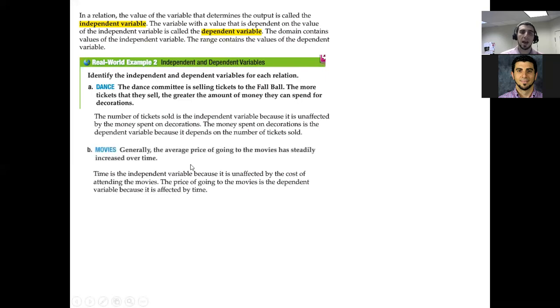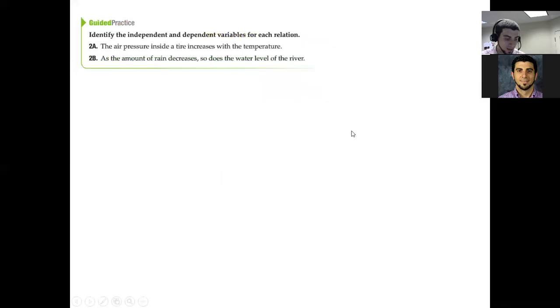Okay, so generally the average price of going to movies has steadily increased over time. What are the two quantities involved here? Well, the price and time. Okay, time is the independent variable because it's unaffected by the cost of attending movies. The price of the movies is the dependent variable because it's affected by time. It depends on how much time has gone by. So let's identify the independent and dependent variables for each relation. Go ahead and pause the video and read it and hit play when you're ready.